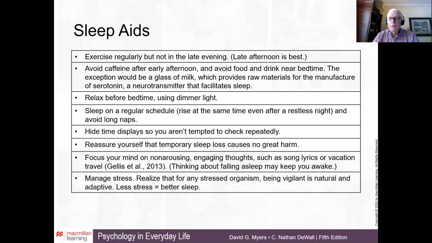These are just some of the sleep aids that researchers have investigated. We'll just stick with these for now. But it gives us all some things to think about as we work on helping ourselves to promote healthy sleep patterns.